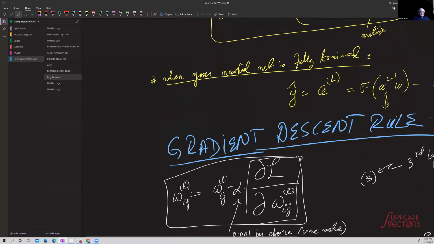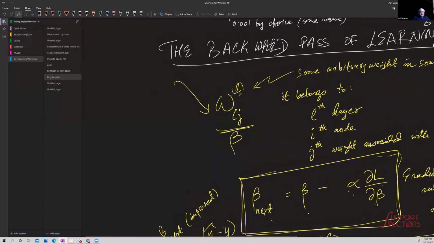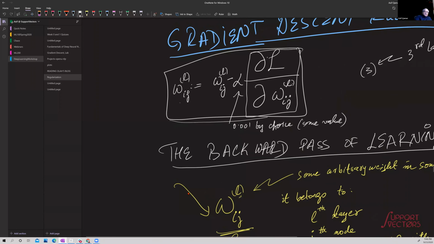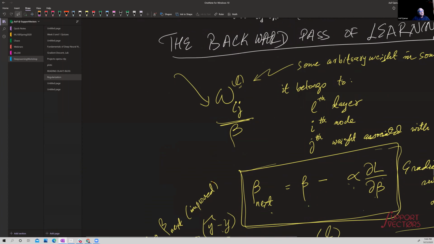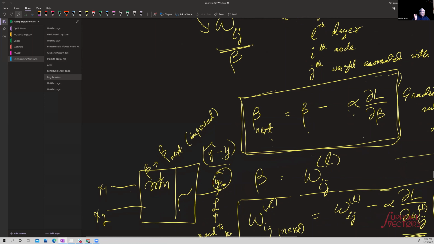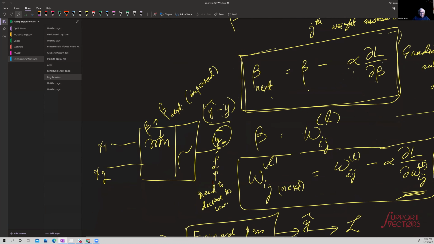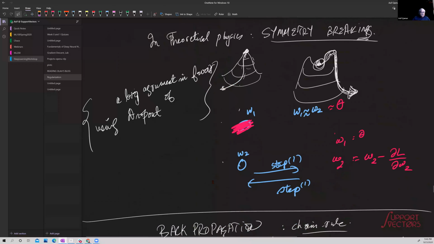So we do it in 2 passes. Ultimately, we need to do this gradient descent step with respect to any arbitrary weight, but to do that, we need two passes. In the forward pass, we just compute all the inputs and the activations all the way to the output. Then we compute the loss. Then from the loss, we start computing the gradient layer by layer from the end to the front, moving back layer by layer.